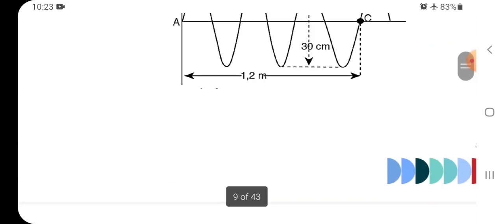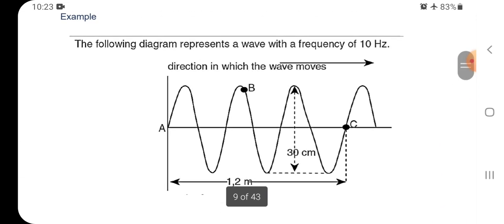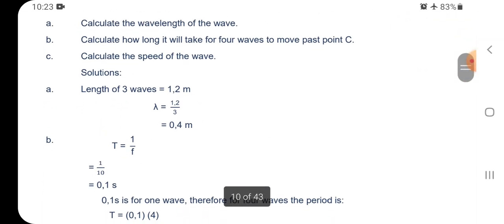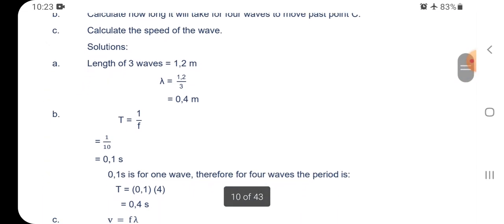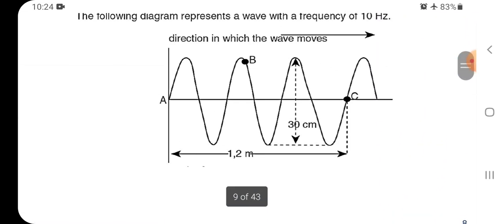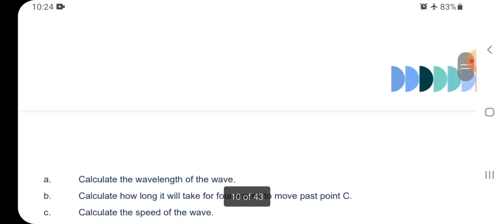So this hertz is for one wave, okay. So we multiply that one wave by 4. Because this point C is not a complete wave yet, but you include that half.